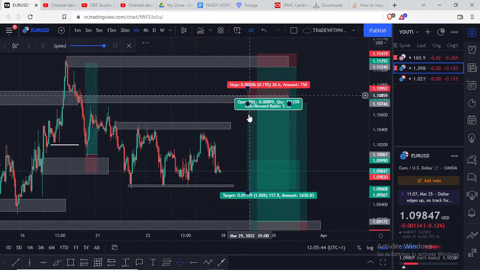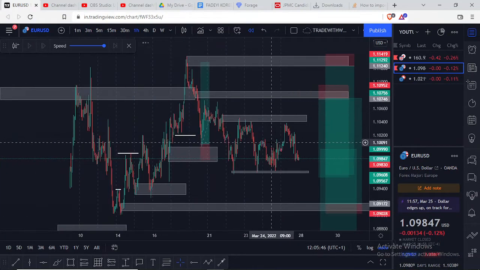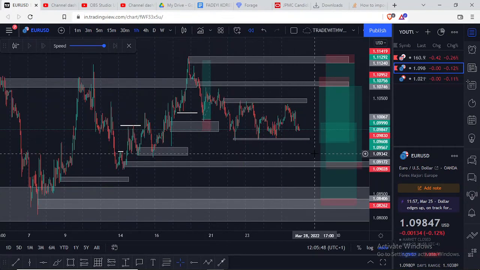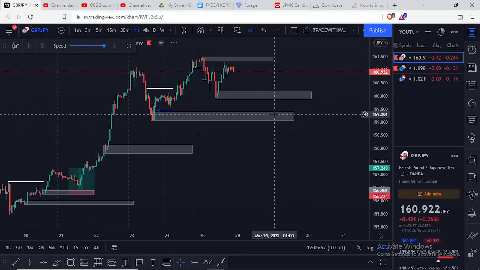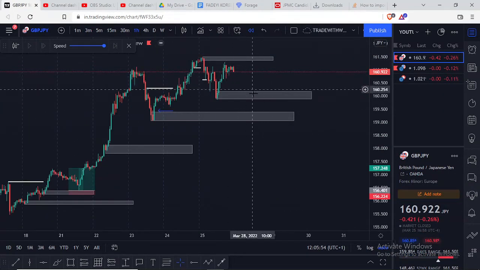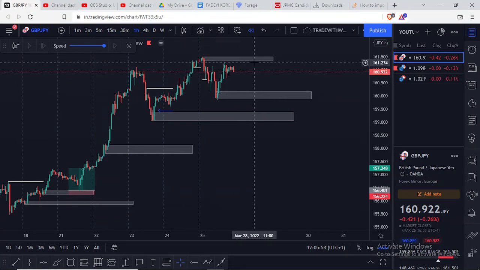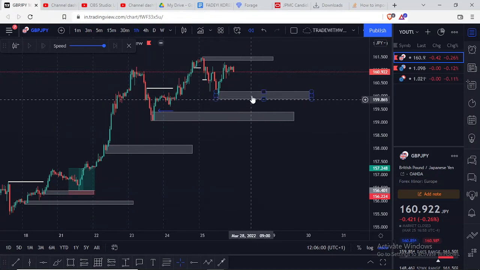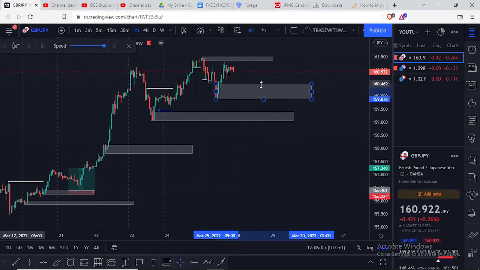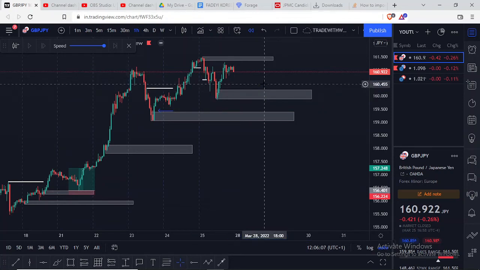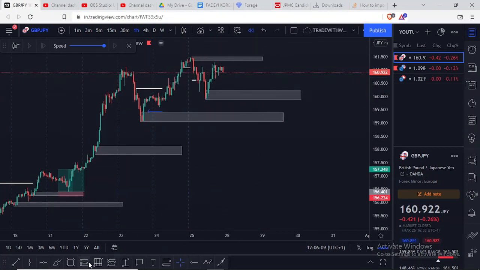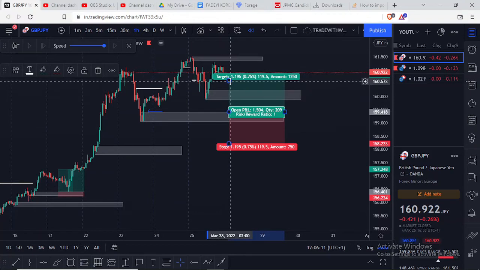So for Euro USD also, remember this one is just ranging. So we're expecting to grab liquidity in either of these zones. And then GBP, I'm still very bullish on this, but we have to sell before we buy. So you can expect more sells here from this zone. There's no break of structure here, but in case there's a break of structure, then we'll draw out this zone. You understand? So this is still my zone I'm watching out for.